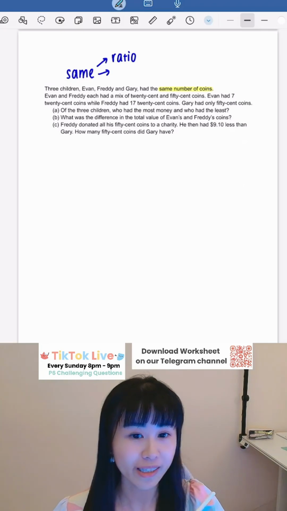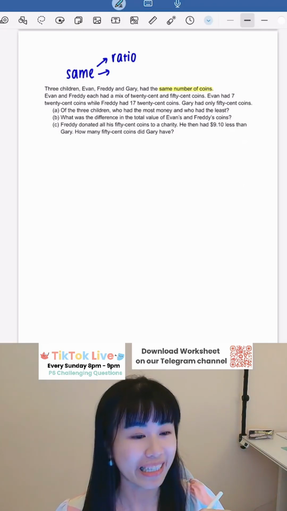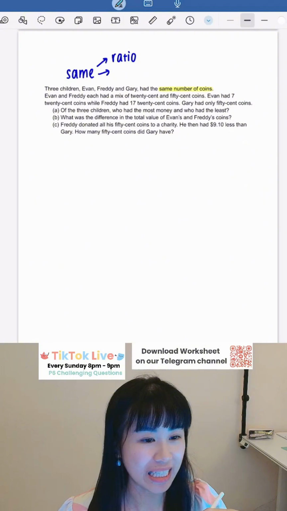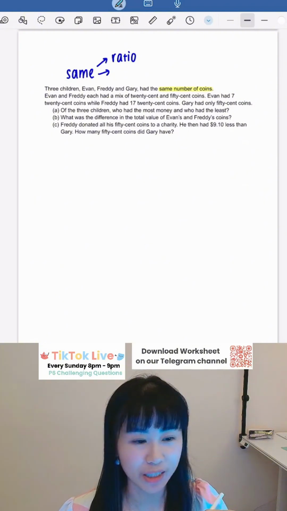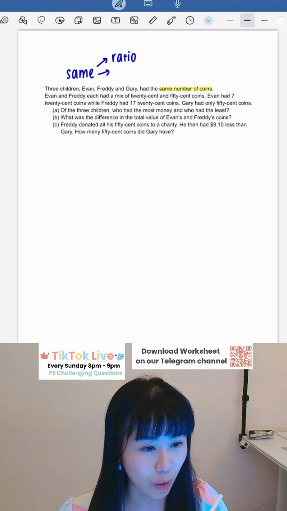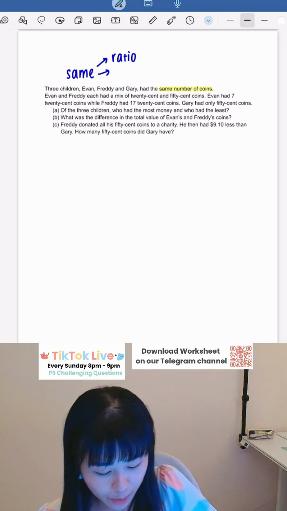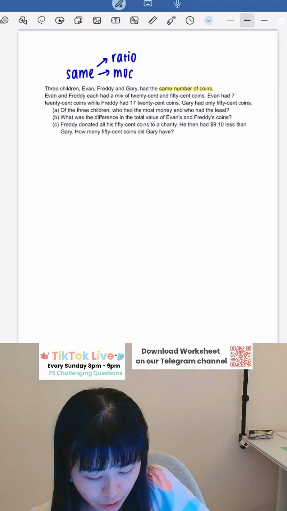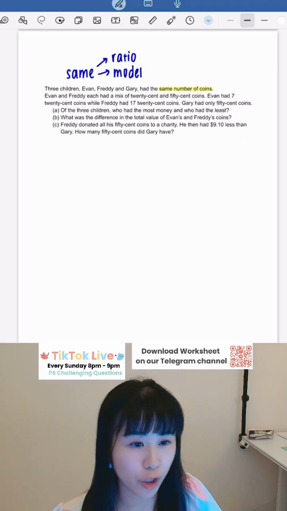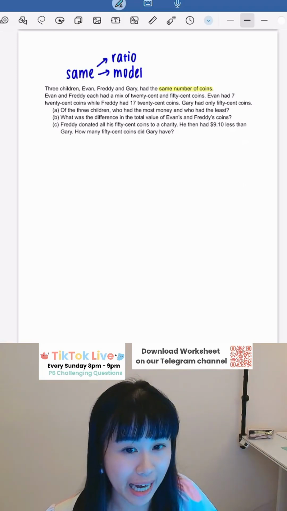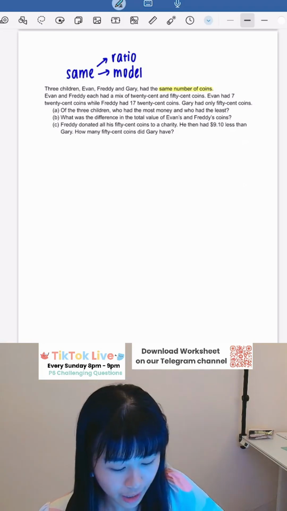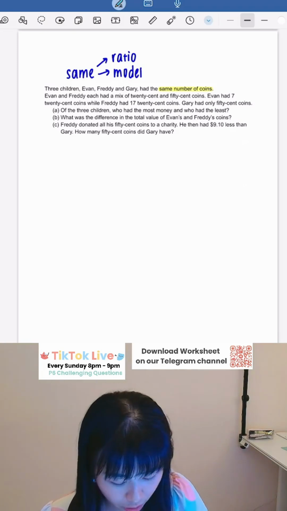There is another method, other than ratio. It's also very important because you need that sometimes to solve, especially for this question. When you see equal, I still haven't got any answer that I want. Alvin says model, very good. Yes. So when you see same, either you think of ratio, if not you think of model. So which one do you use? It really depends on what are the clues given.